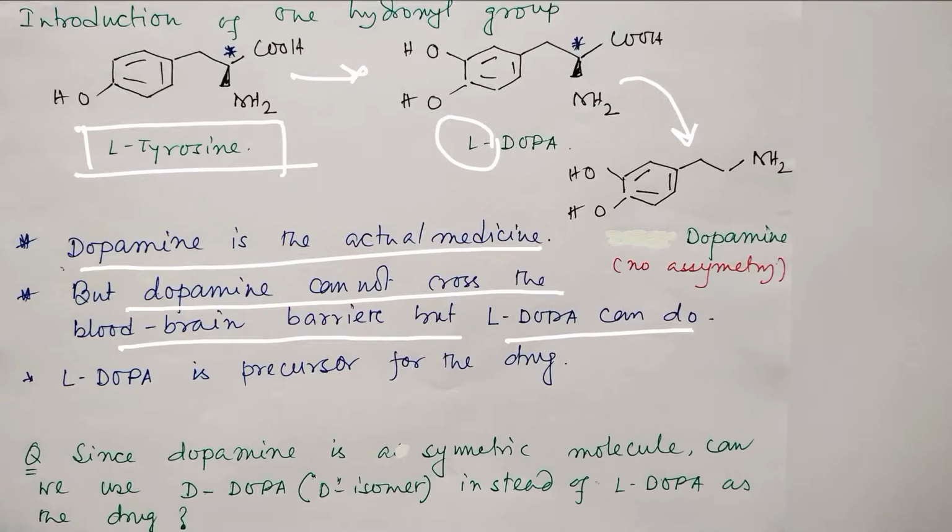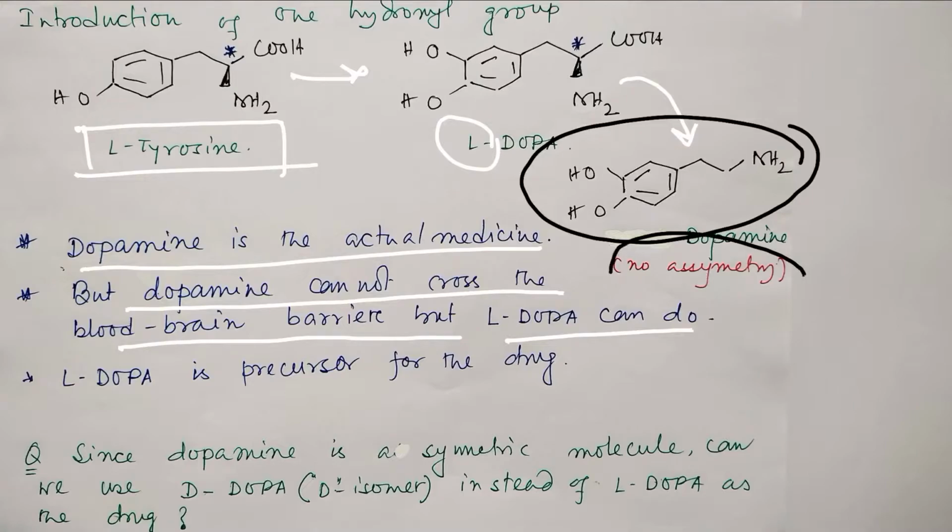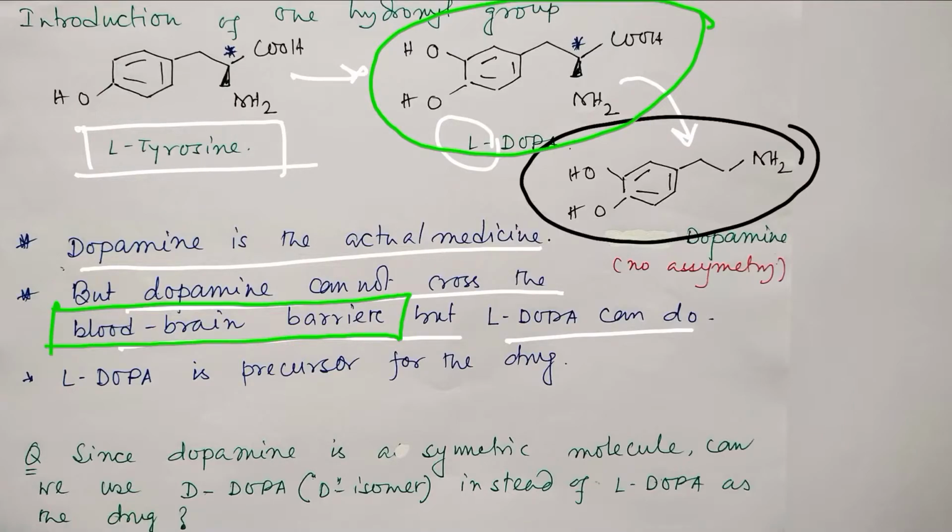See, this is the structure of dopamine, and it is not asymmetric. It is not chiral. So it is an easy molecule. But if we administer it orally or by injection, it will not go to the brain where it is actually needed for the treatment of Parkinson's disease, because this disease is related to nerves, the central nervous system. So we need to administer for that purpose this drug, l-DOPA. Why? Because it is capable of crossing the blood-brain barrier. So l-DOPA is the precursor for the drug.